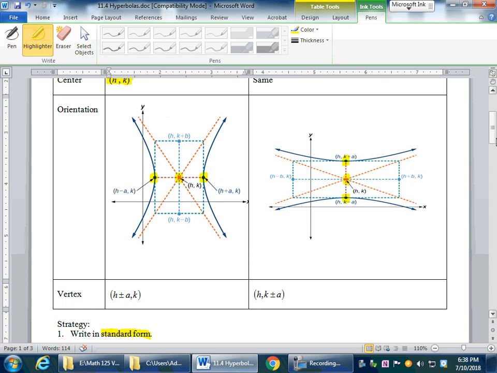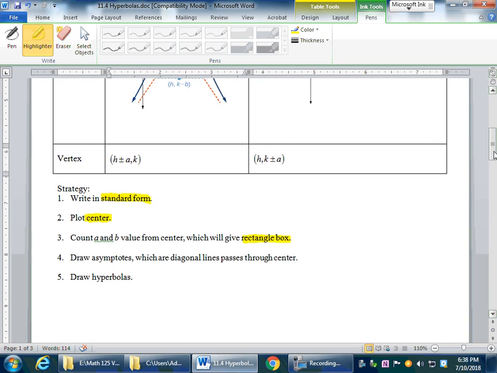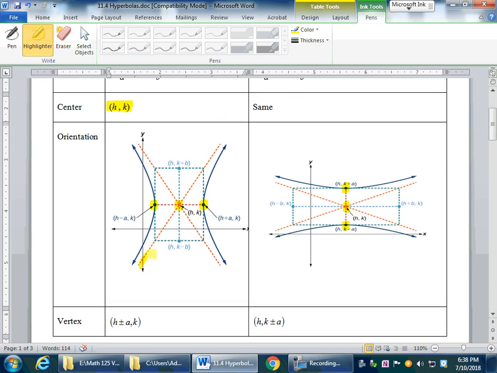That means it shouldn't really be there, but to help us with graphing, we box it in. And then the next step is we draw the asymptotes, which pass through the center and the diagonals of the rectangular box. These asymptotes will help you see how the hyperbola is going to behave, because the hyperbola draws along those asymptotes.